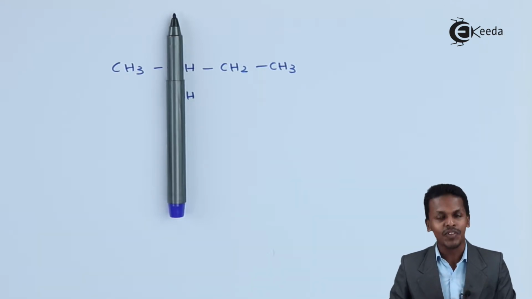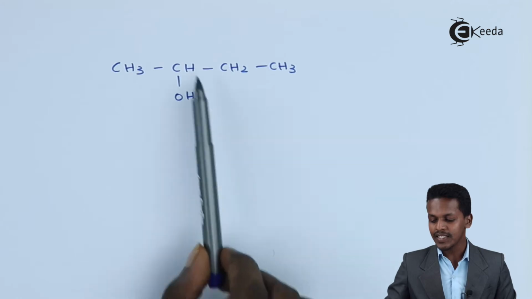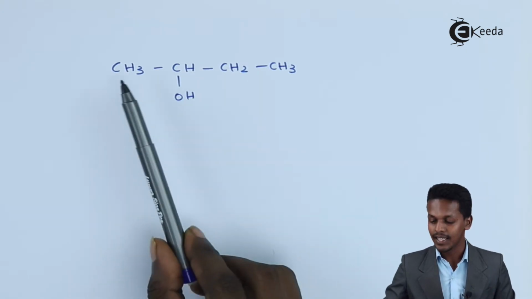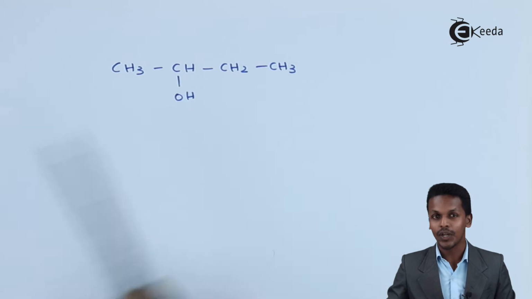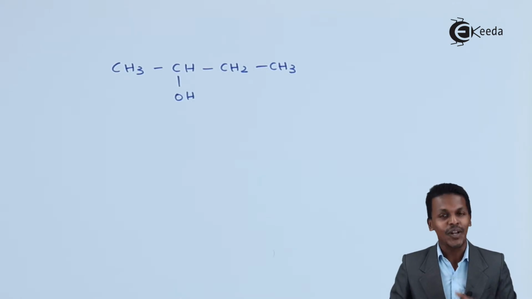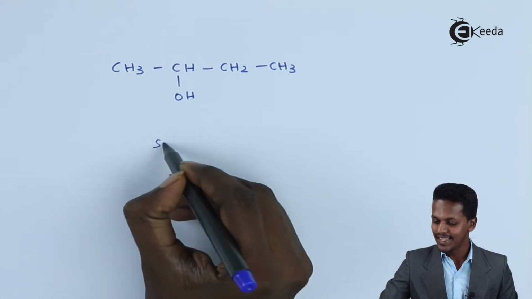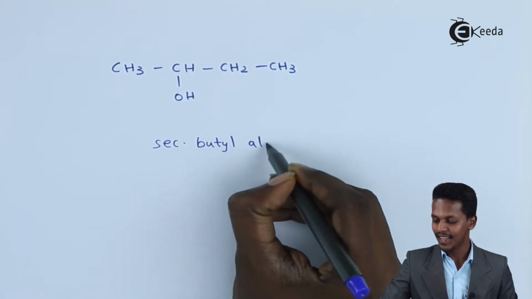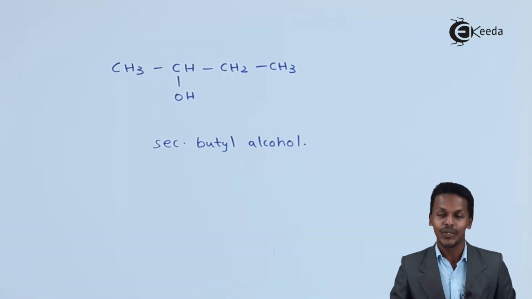And what is the name of this one? In fact, this alcohol is nothing but a secondary alcohol. So we could name it as secondary alcohol, and the total number of carbon atoms in this case is 1, 2, 3, 4, which means butyl. So we could name this as secondary butyl alcohol. And now let's move to the next one.